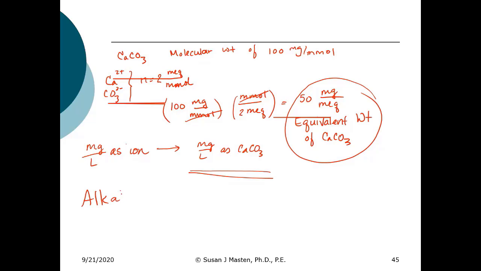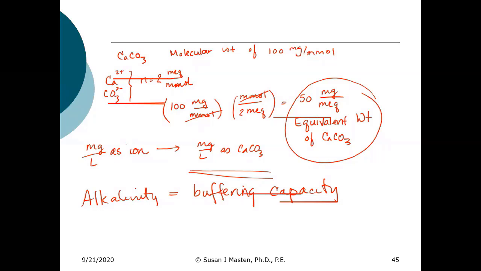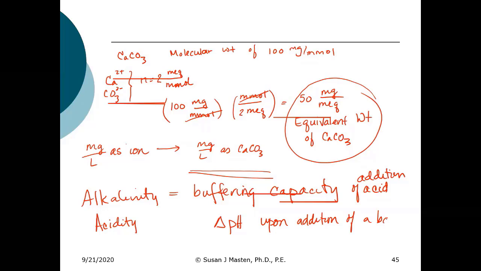In terms of review, alkalinity is the buffering capacity of a water. It's the ability of a water to resist a change in pH upon the addition of an acid. When we talk about acidity, here we're looking at the addition of a base, the ability to resist a change in pH upon the addition of a base. So that's the difference between alkalinity and acidity.